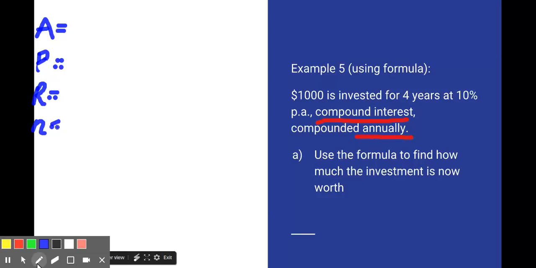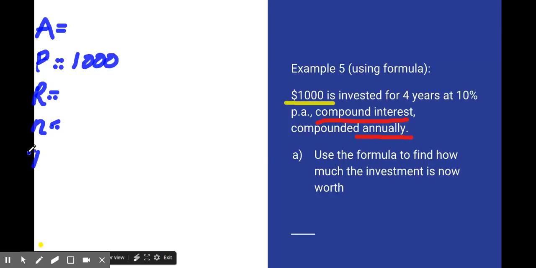So looking at the question, it says $1,000 is invested for 4 years. So $1,000 has got to be my principal. Four years has got to be my time. So I might add a little one here. I might add T for time and say 4 years. And I'll explain that a little bit more later.